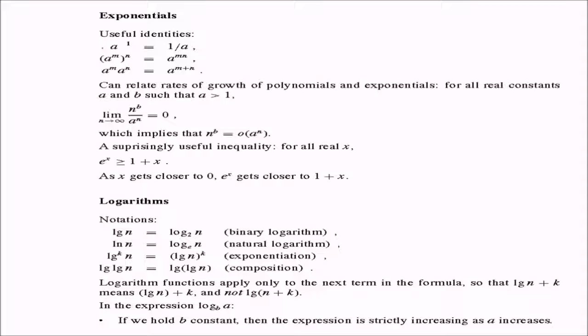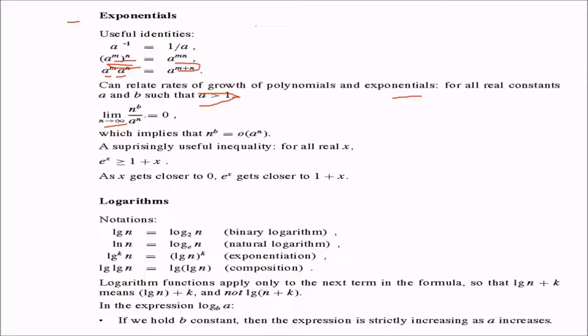Let us take some exponential identities. a to the power -1 is 1 by a. a to the power -m is 1 by a to the power m. After the bracket, if you have power n, (a to the power m) to the power n will be equal to a to the power mn. If you have a to the power m and a to the power n multiplied, the powers are added, m plus n. And we can relate the rate of growth of polynomials and exponentials for all real constants a and b with a greater than 1 just by placing n by b by a by 1.